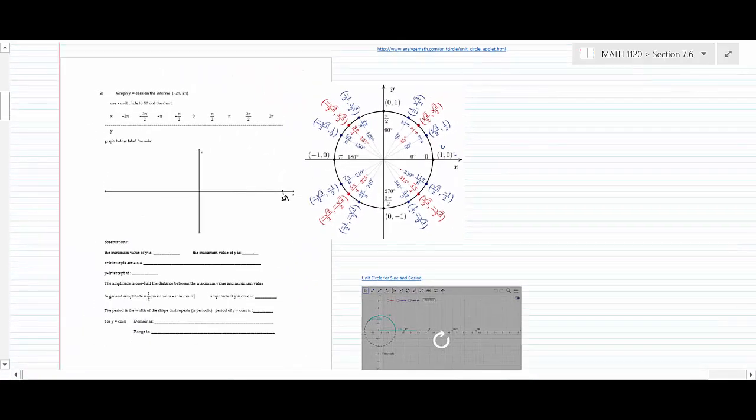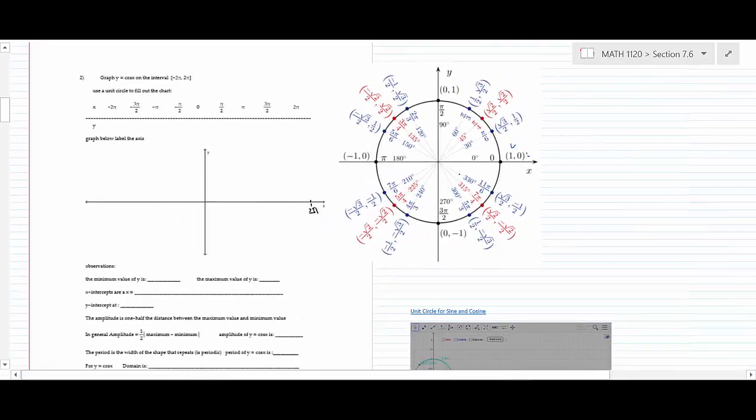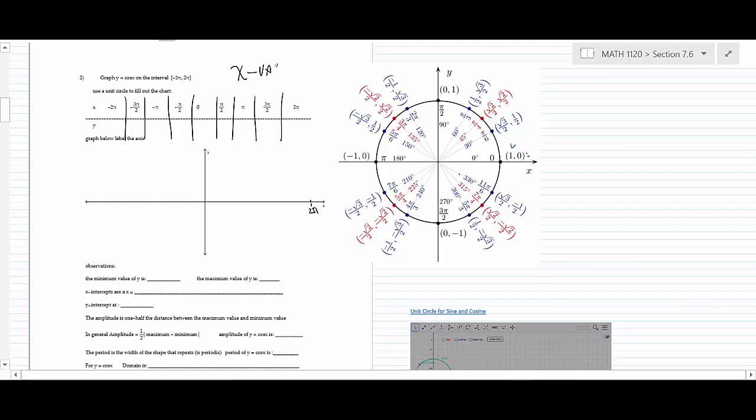And then we'll probably do one graph or two that have got amplitude changes. Okay, so this is very, very similar to what we did. When you're doing a cosine, what you're doing is you're looking at the x values. So what I'm going to do is in my unit circle, I'm going to go around and just highlight all of the x values going by 90 degrees or pi over 2. And then we're just going to fill them out.